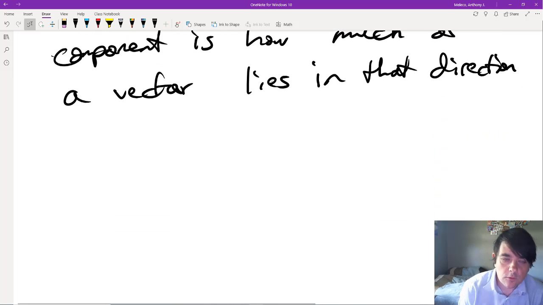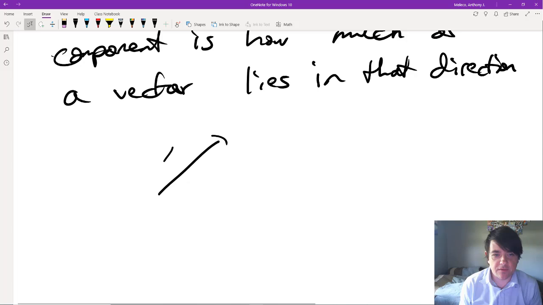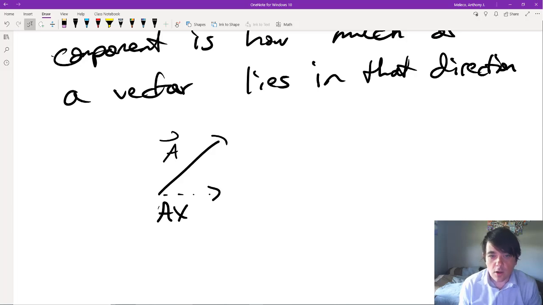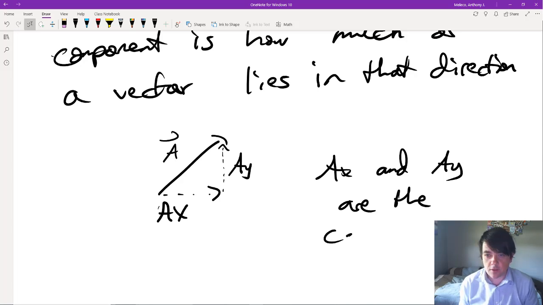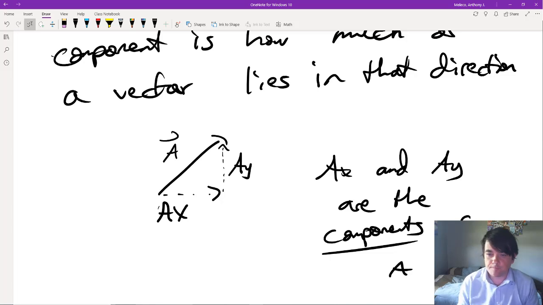lies in that direction. So if I have a vector, this is vector A. If you drop a vertical shadow down, this is the x component. We'll call it AX, okay? And then you draw from there, tip to tail, this is our y component, okay? So AX and AY are the components of A.